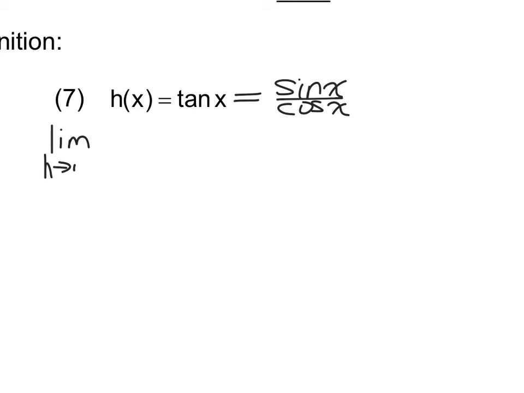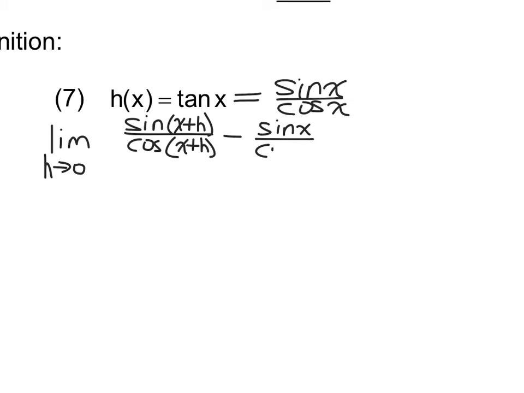So the limit as h approaches 0 of the sine of x plus h over the cosine of x plus h, minus the sine of x over the cosine of x, all over h. In for a ride now.